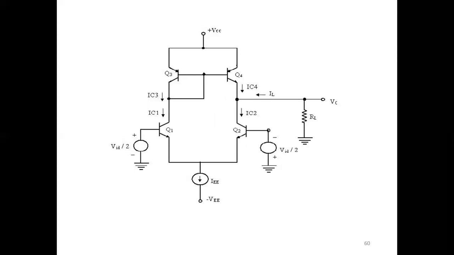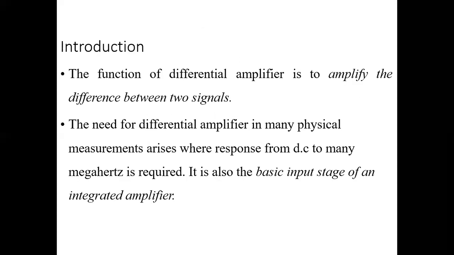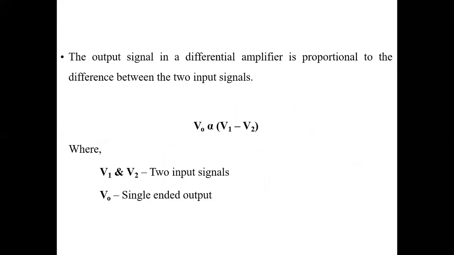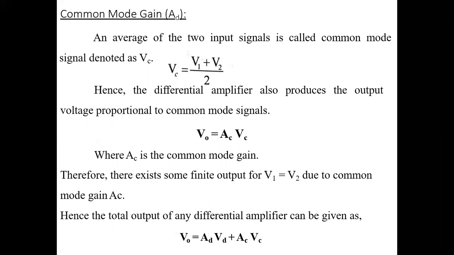This is the basic circuit of a differential amplifier, which has four transistors Q1, Q2, Q4. There are two inputs, V1 and V2. The function of the differential amplifier is to amplify the difference between two signals. These are the basic introduction and basic values.